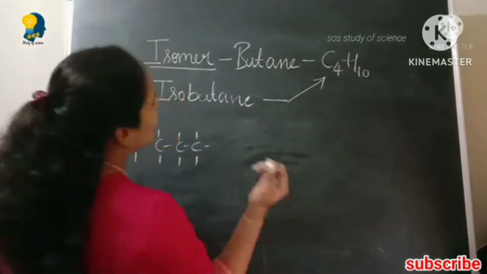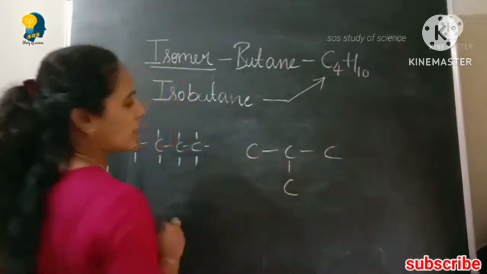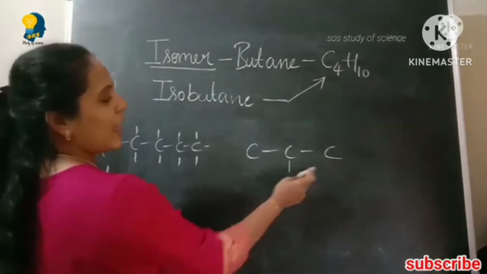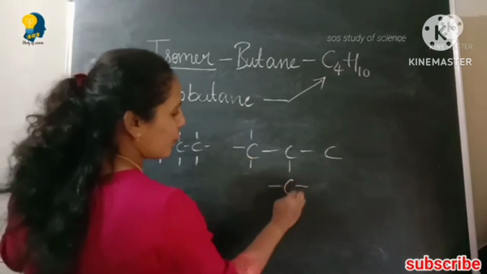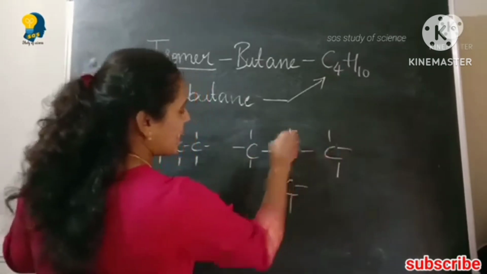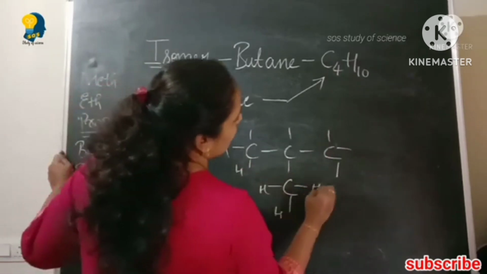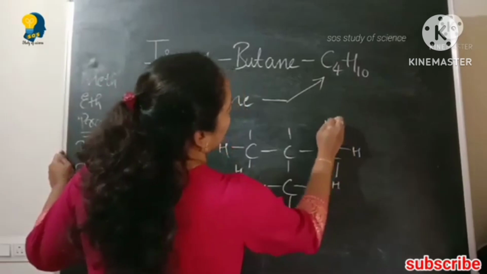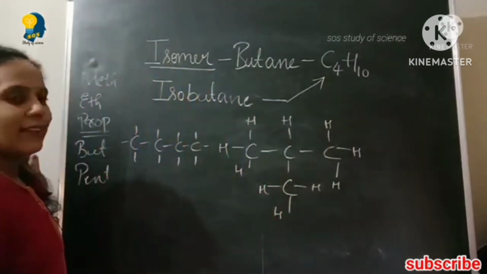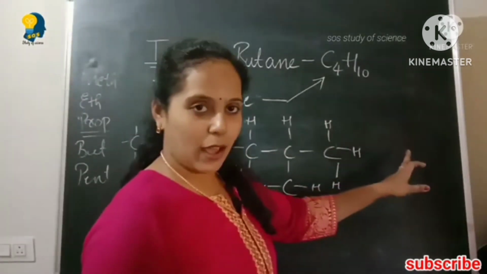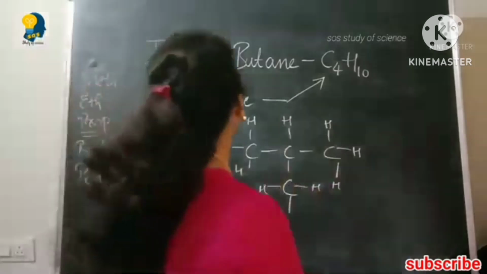When we write isobutane, it is 1, 2, 3 carbons in the straight chain and the 4th carbon in the branched form. 4 carbons are totally here, surrounded by 1, 2, 3, 4, 5, 6, 7, 8, 9 and 10 hydrogens. This is how we write isobutane. For isopentane, you write 1, 2, 3, 4th carbon here, 5th carbon below.